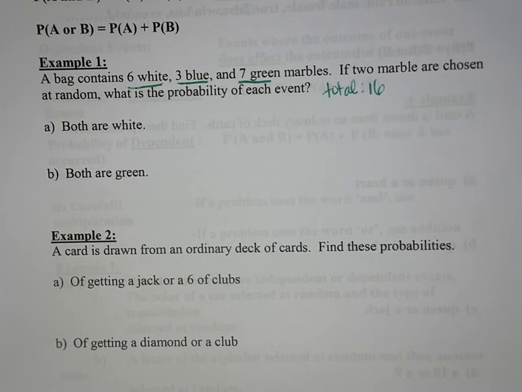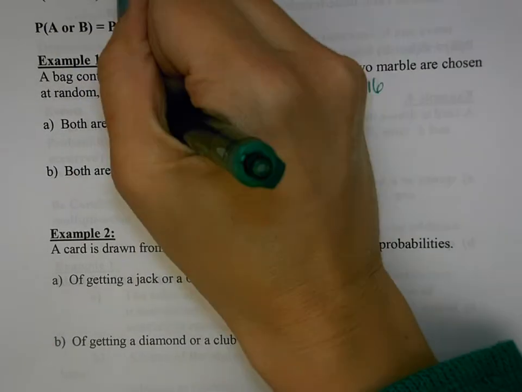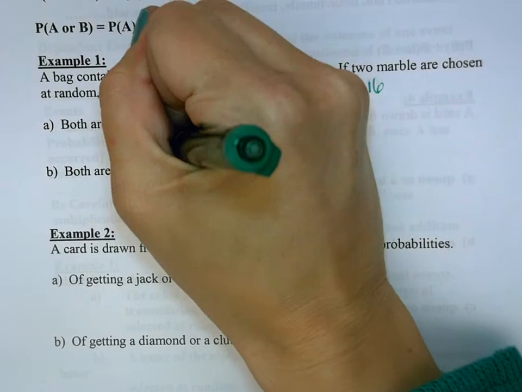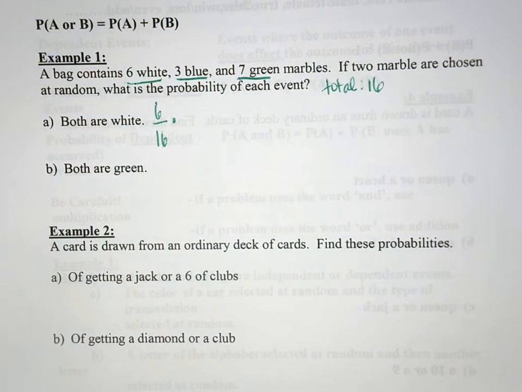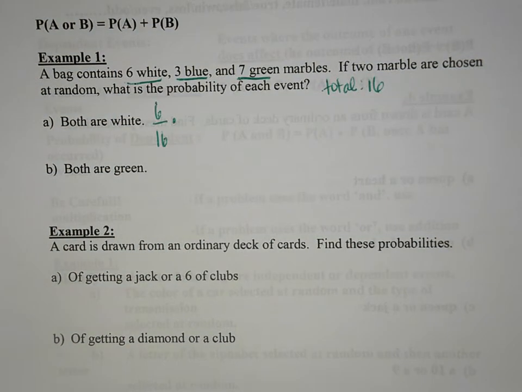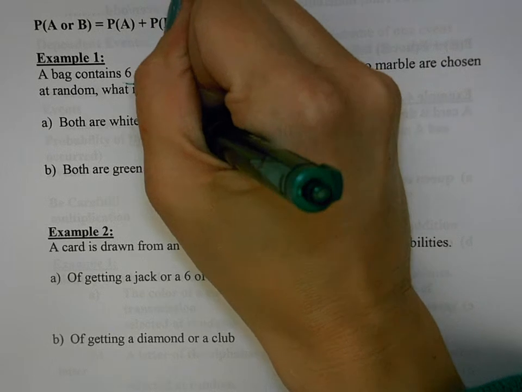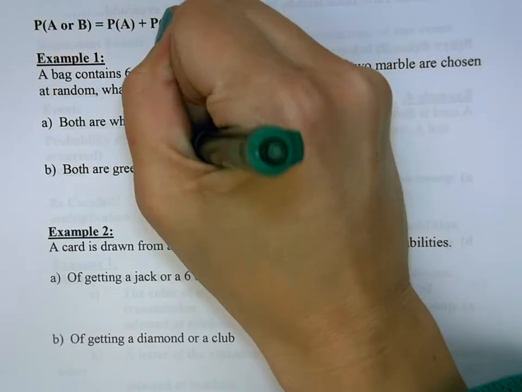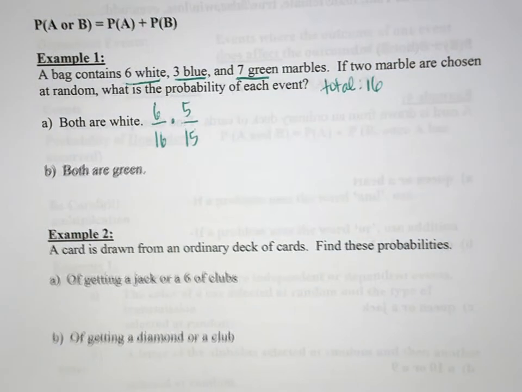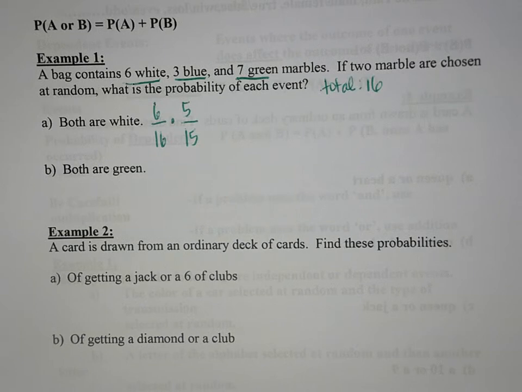So how many whites are there to begin with? 6 out of 16. We take out a white. Now how many? 5. Out of how many? 15, because there's 1 less white and there's 1 less total marble. Because 1 is now out of the bag, there's now only 15 to choose from. Does that make sense? Then you're just going to multiply these together.